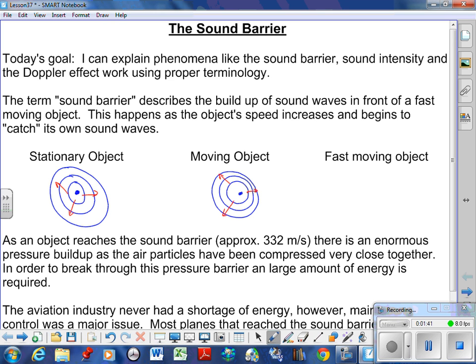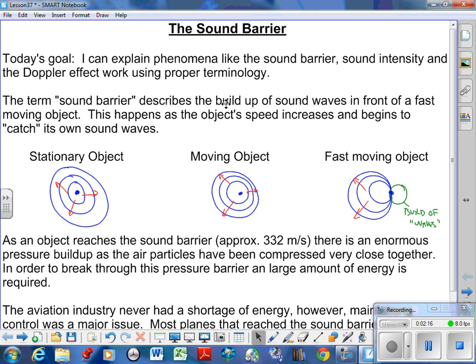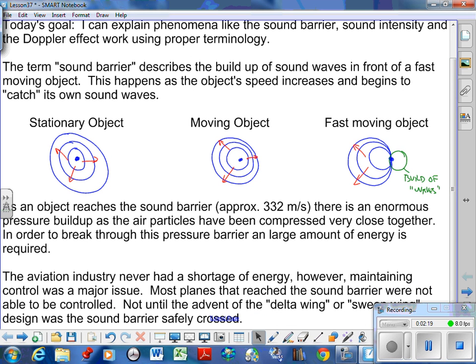All right. And now finally, a fast-moving object. If you're moving close to the speed of sound, that means you are right on the edge of the sound you're producing and the sound that you've already produced. So you end up having sound waves that start looking like that. And this is where we're talking about that buildup of sound waves. So we're going to come back to that in a second.